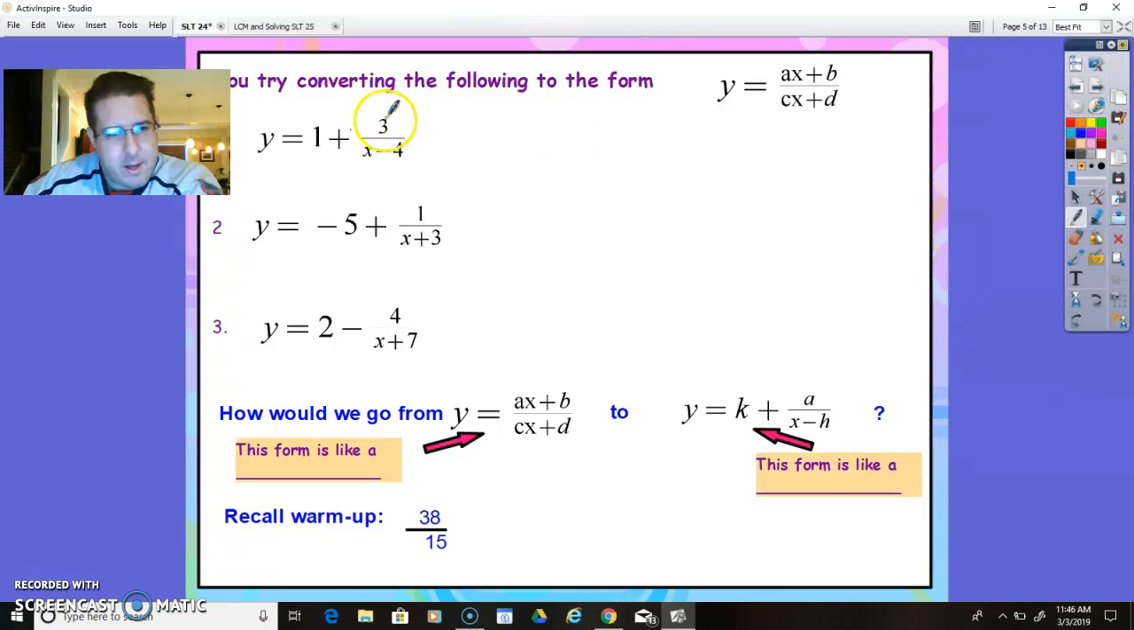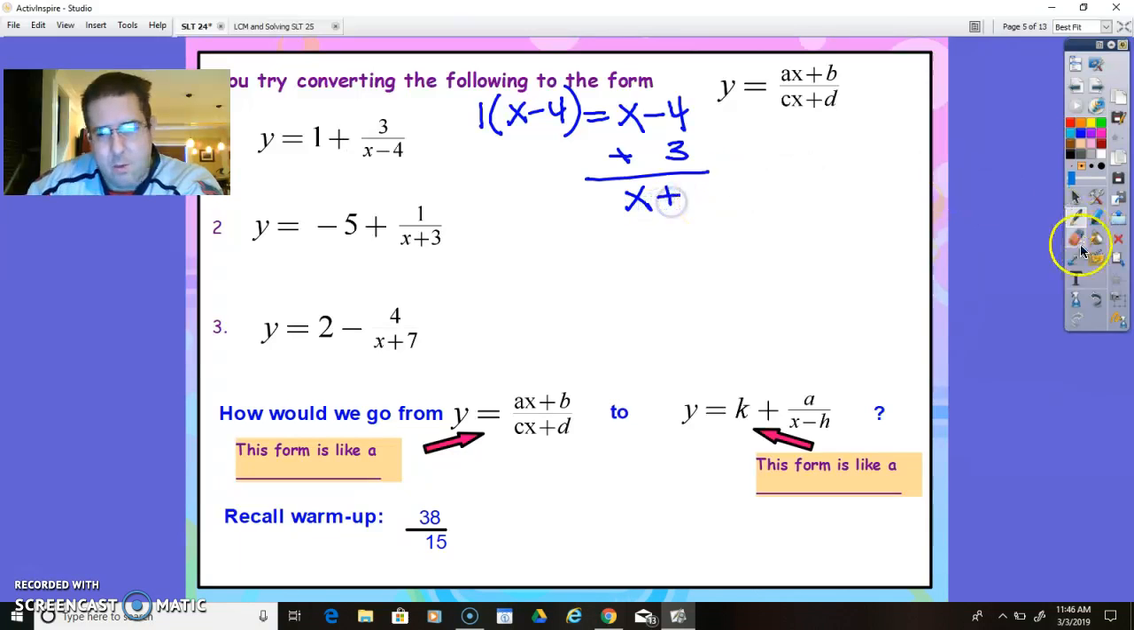All right, so you try converting them, it says. I'm going to do 1 times x minus 4, and that gives me x minus 4, because 1 times anything is itself, and then add the numerator, and that gives me x minus 1, because negative 4 plus 3 is negative 1. So therefore, my answer is x minus 1 over x minus 4. Now keep in mind, this is an improper fraction, because x minus 1 is going to be a bigger number than a number minus 4. Because when you take away a bigger amount, you're going to make that amount smaller.